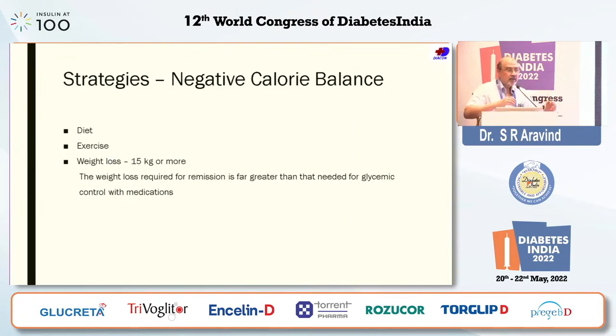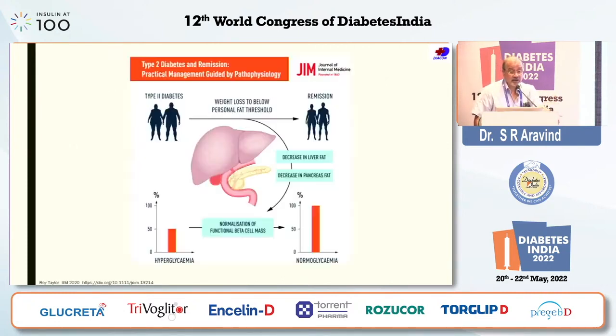All right. Now, there have been a number of strategies to prove this. The first one is a simple negative calorie balance: diet, exercise, weight loss of 15 kgs or more, and that's the weight loss required for your remission. It's far greater than what is needed to control diabetes with medication. So, if you want your HbA1c less than 5.7, if you want to get rid of the tablets, if you have to maintain it, the weight loss has to be at least 15 kgs or more. Anything less, well, you can still control diabetes very well, but then it's not called reversal.